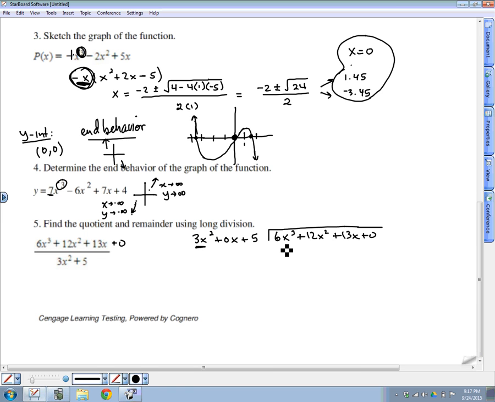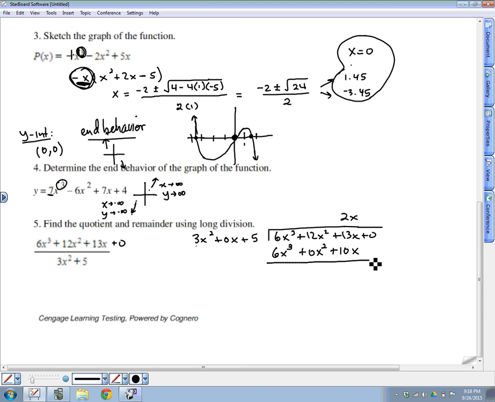Now to consider first term and first term. 3x squared divided into 6x cubed. Well, 3 goes into 6 twice. And x squared into x cubed gives you an extra x left over. So 2x multiplied by 3x squared is 6x cubed. You also have to multiply the 2x throughout this divisor polynomial. So 2x times 0x is 0x squared, and 2x times 5 is 10x.